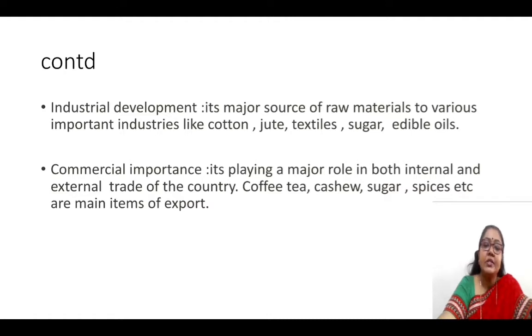Coming to industrial development, we find it's a major source of raw materials to various important industries like cotton, jute, textiles, sugar, edible oils. And in terms of commercial importance, we find that it's playing a major role in both internal and external trade of the country. Whether it is coffee, tea, sugar, cashews, spices, they all are the main items of exports.